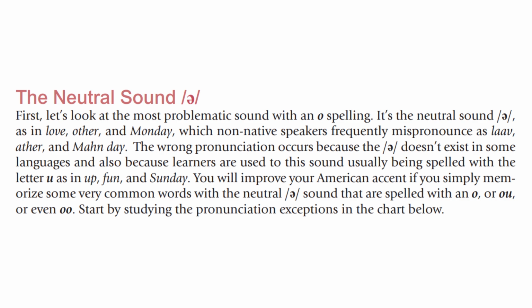First, let's look at the most problematic sound with an O spelling. It's the neutral ʌ sound as in love, other, and Monday, which non-native speakers frequently mispronounce as lav, other, and Monday. The wrong pronunciation occurs because the ʌ sound doesn't exist in some languages, and also because learners are used to this sound usually being spelled with the letter U, as in up, fun, and Sunday. You will improve your American accent if you simply memorize some very common words with the ʌ sound that are spelled with an O, OU, or even sometimes a double O.